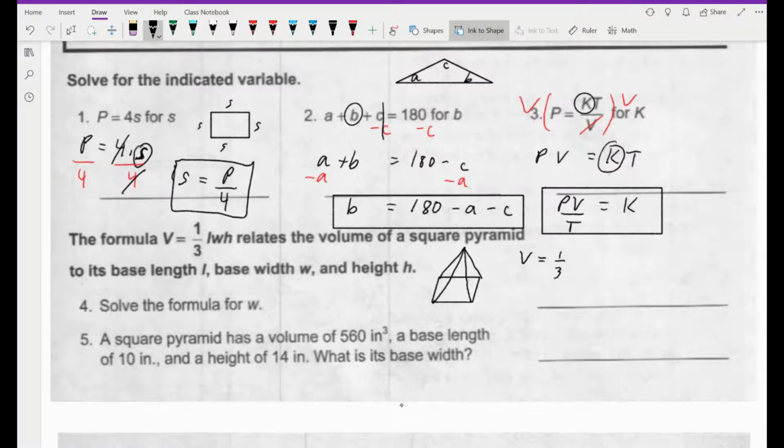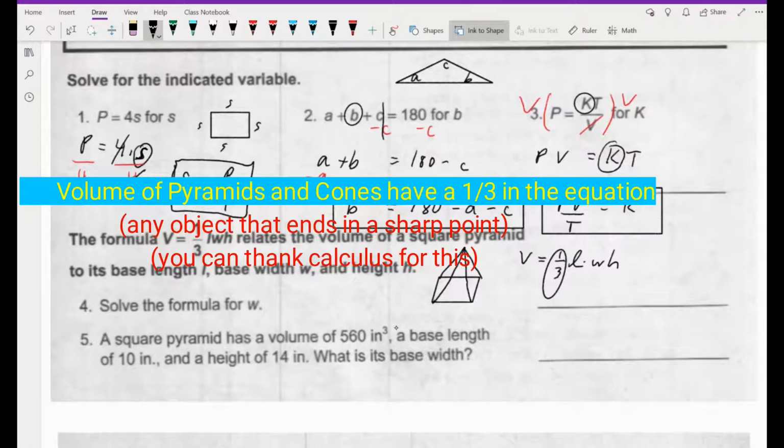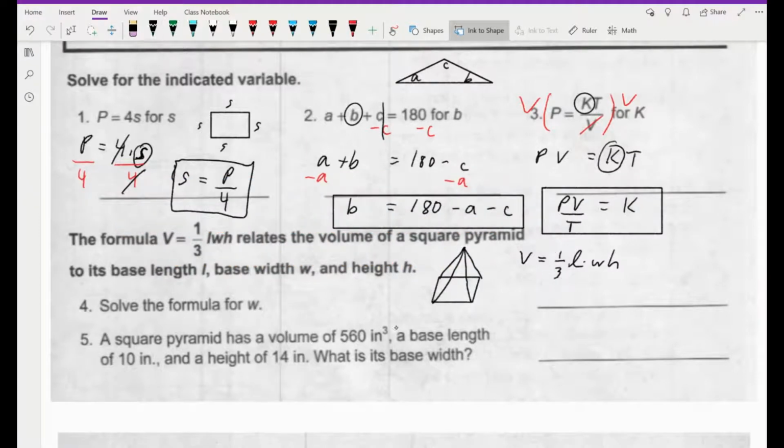You'll see this 1/3 a lot in all your other problems here. We'll see this 1/3 a lot in a lot of volume problems. Whenever you find the volume of an object and it ends in a point, it's going to have 1/3 in front. This 1/3 was actually discovered through calculus. So we didn't actually know the 1/3 was correct until around the 1600s. I believe the ancient Greeks figured it out first, but they figured it out through experimentation.